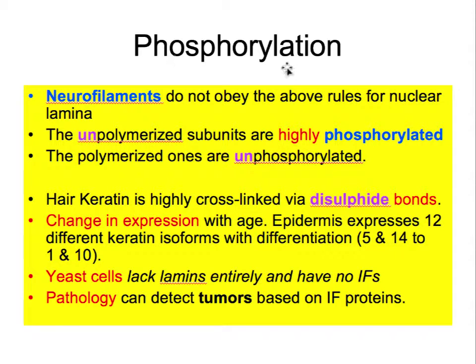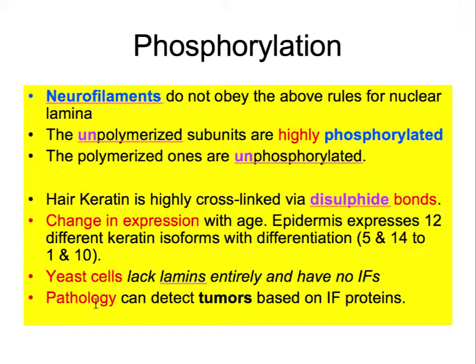Although phosphorylation and dephosphorylation are common mechanisms for controlling the behavior of intermediate filaments, not all intermediate filaments are subject to these types of chemical modification. So neurofilaments inside nerve cells don't obey the rules for nuclear lamina, but most do. And the other thing to understand is that keratin is a form of intermediate filament that's secreted from the cells, and they are cross-linked by disulfide bonds to give it strength.